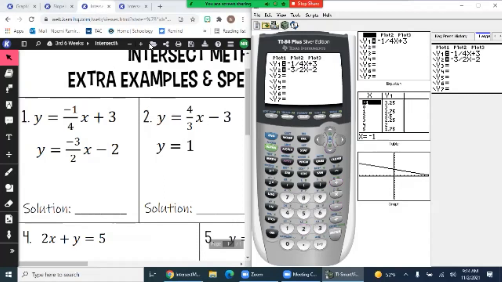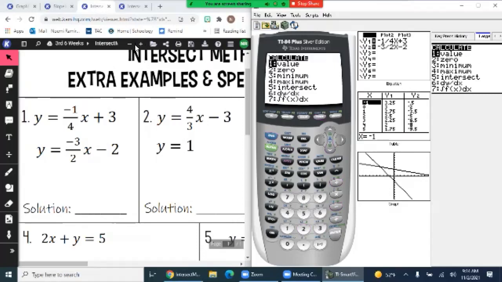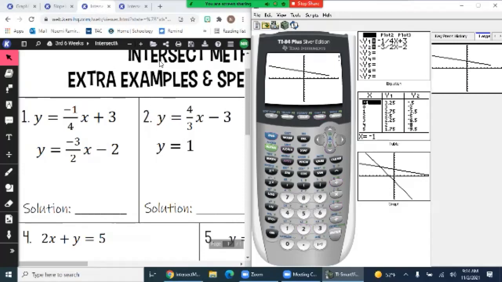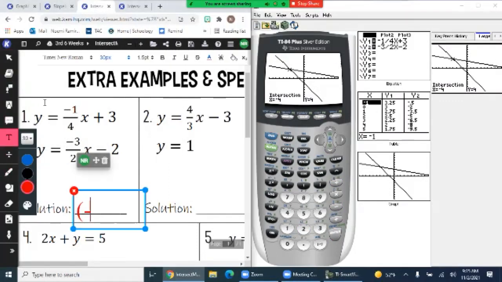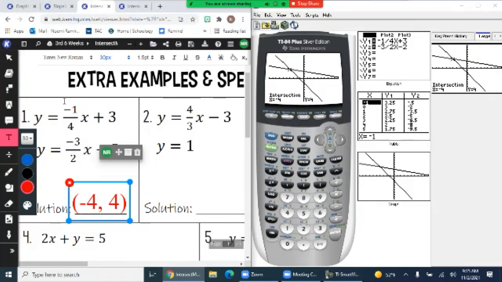So after you type in your equations, you press second trace. We're trying to find where they cross, where they intersect. So I'm just going to press the number 5. Wait for the graph to finish. And then you press enter, enter, enter, and you're done. So the point of intersection, or the solution to this first extra example, is -4, 4. That is where they cross.